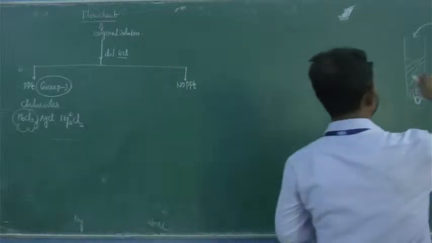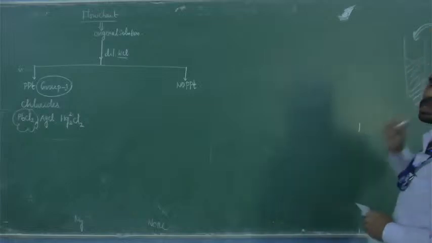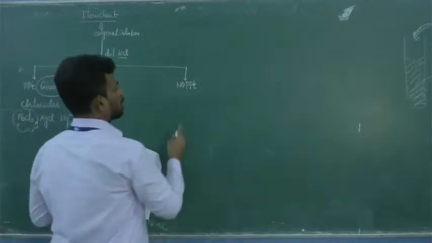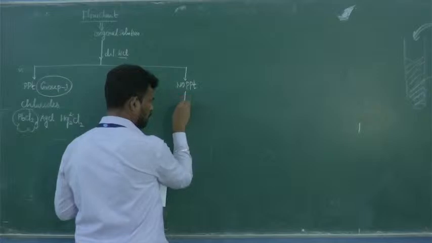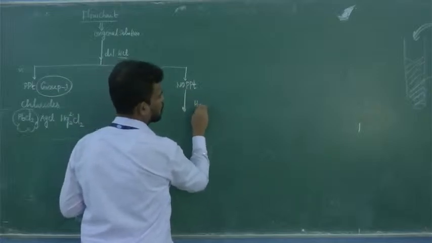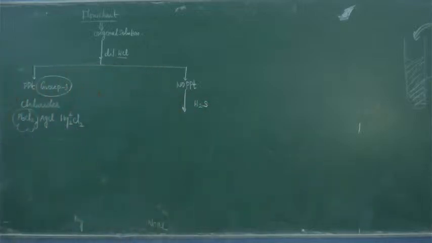You add it, and the solution remains clear after adding HCl. Is it clear? No precipitate. Very good. So there is going to be no precipitate. Then what do you have to do? Take that solution as it is. What should be added to that solution? You have to add H2S. If no precipitate forms, what should be added? H2S.